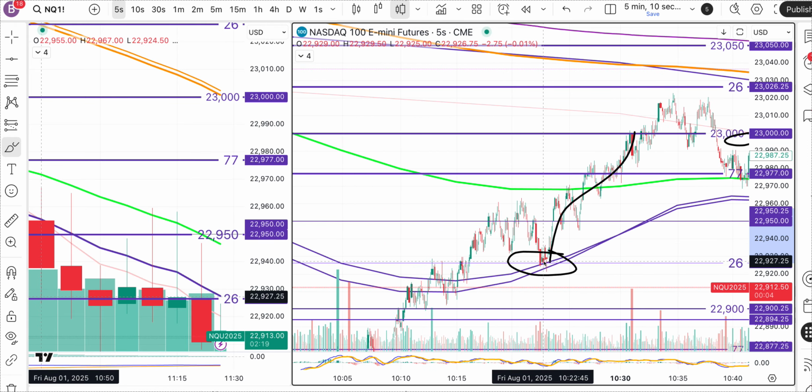It's the 8 and 9 period EMA on the 5 minute candle. So that's it for today.